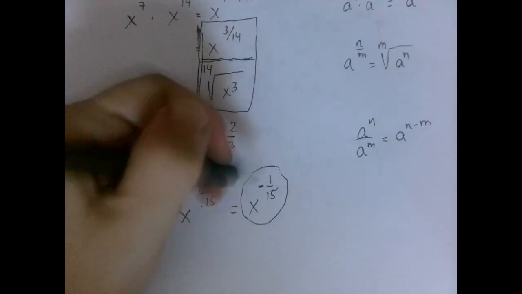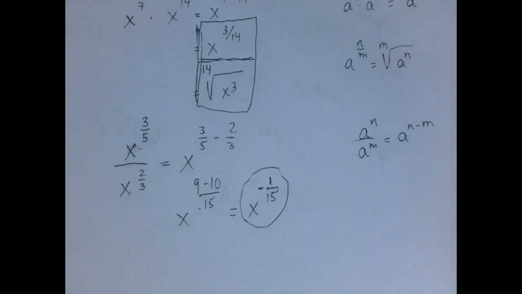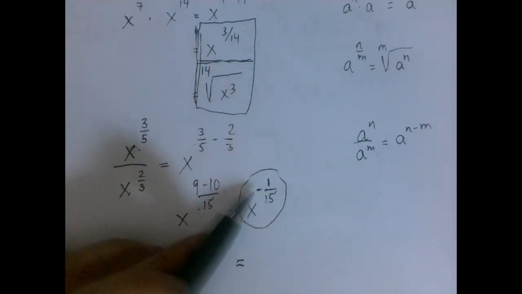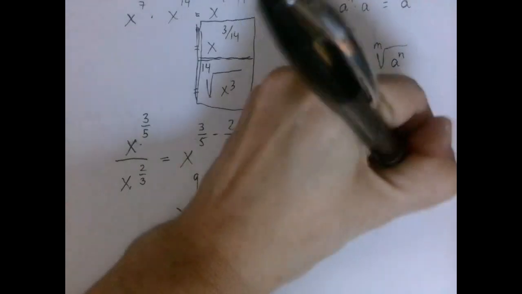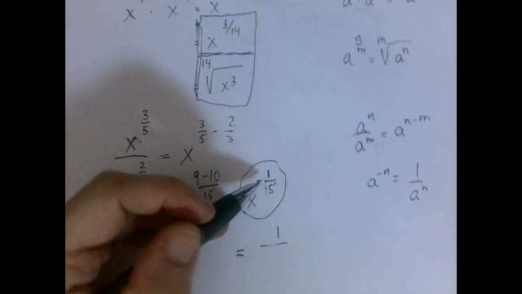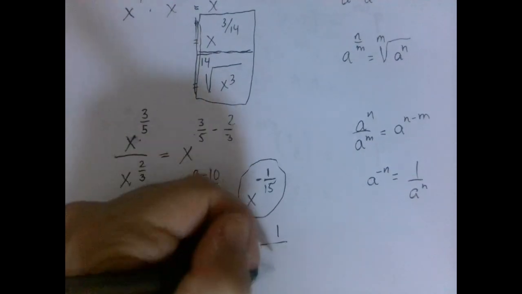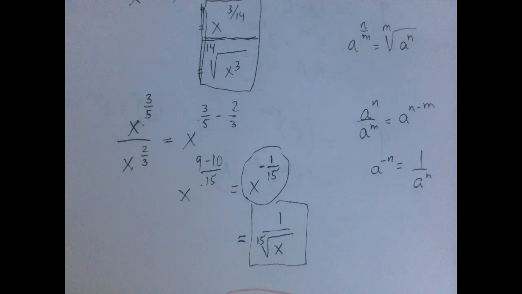So this might be a final answer, but if you should give your answer using only positive integer exponents, then the negative can be made to go away by interpreting it. Remember, a to the minus n is 1 over a to the n. So x to the minus 1 over 15 is the same as 1 over x to the 1 over 15. And x to the 1 over 15 is the 15th root of x. So this here is the same as this. Okay, what do we have next?